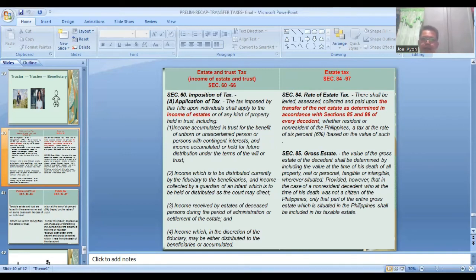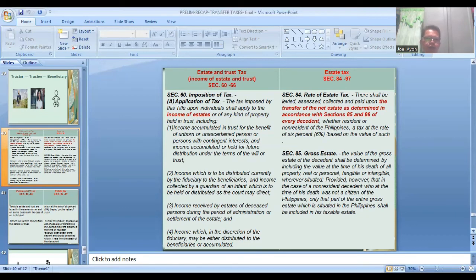However, the estate tax is computed with a flat rate of 6% on the net estate of the decedent. After deducting the allowable deductions from the gross estate, the net estate is multiplied by 6%, and the result is the tax due for that particular estate tax. So that's basically the main difference between the estate and trust tax and the estate tax.